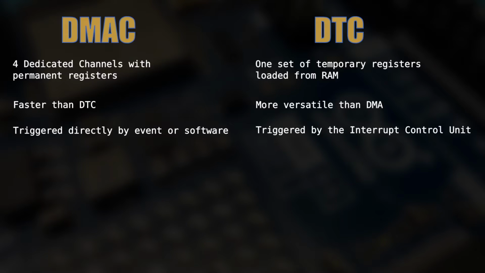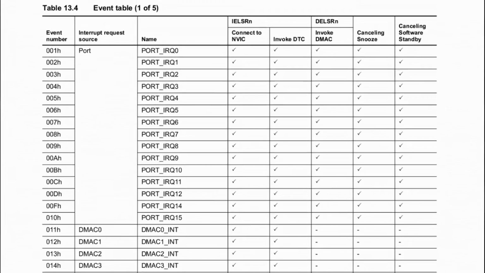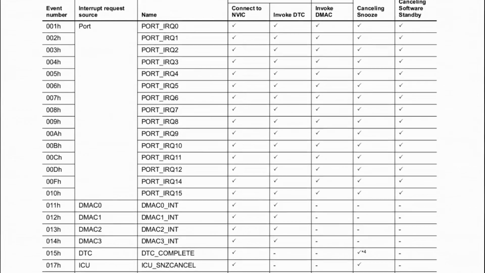The DTC is triggered by the interrupt control unit. A normal interrupt has to be set up first, and then that interrupt is set to run the transfer instead of calling its interrupt handler. Again, you can see Table 13.4 in the hardware manual to see which interrupt signals can be used for DTC.